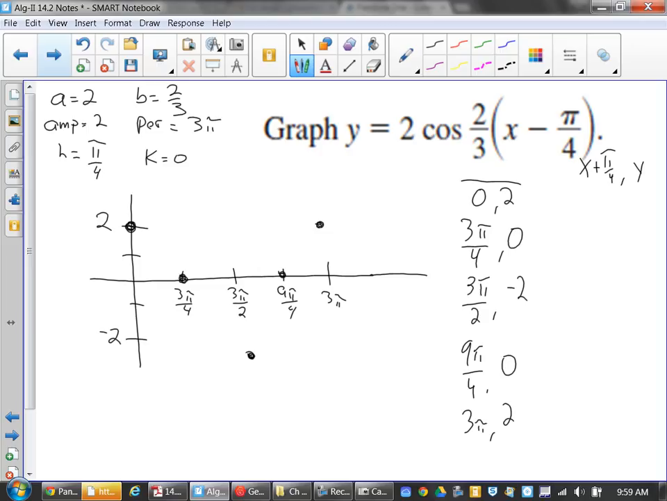And then on my new ordered pairs, all I have to do is add in a 4th to each one of them. So what's 0 plus a 4th?